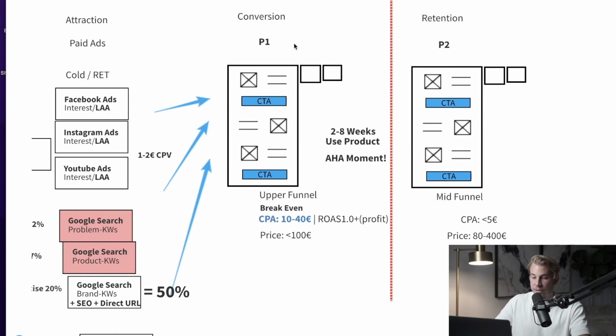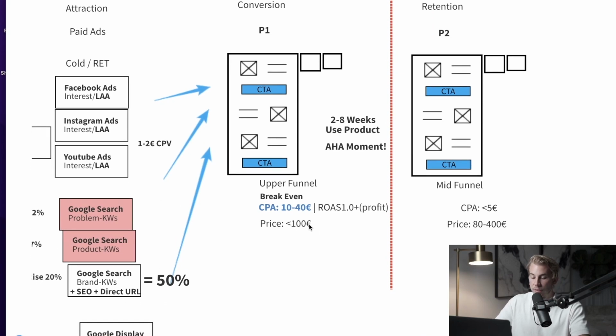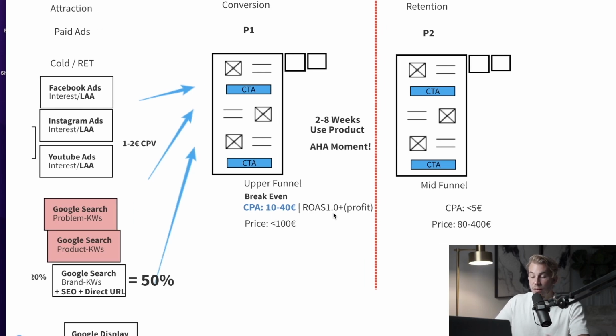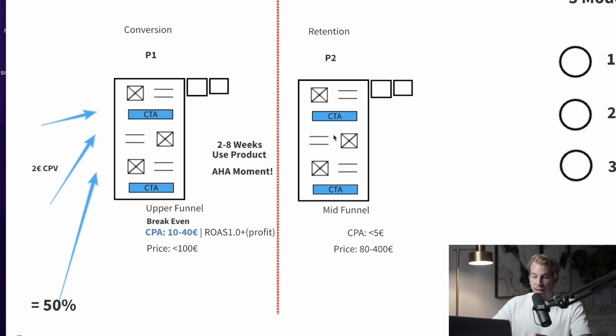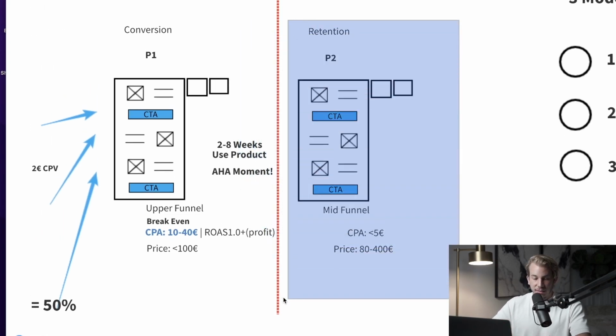If you sell a product for below 100 euros, like a 40 euro testing, and you have a 20 euro CPA, then you're most likely revenue ROAS 2x, profit ROAS 1x, then you break even, and you give this customer some time, like 1 week, 2 weeks, sometimes up to 8 weeks, so they can use this first product, they can experience the aha moment, and then they are ready to get deeper into your brand. They can get deeper into paying more for products and becoming a really, really retained customer.